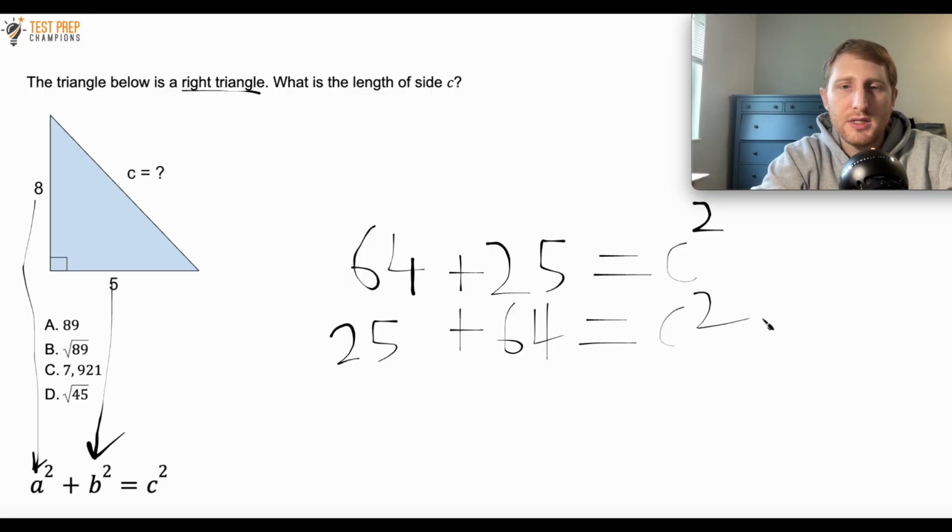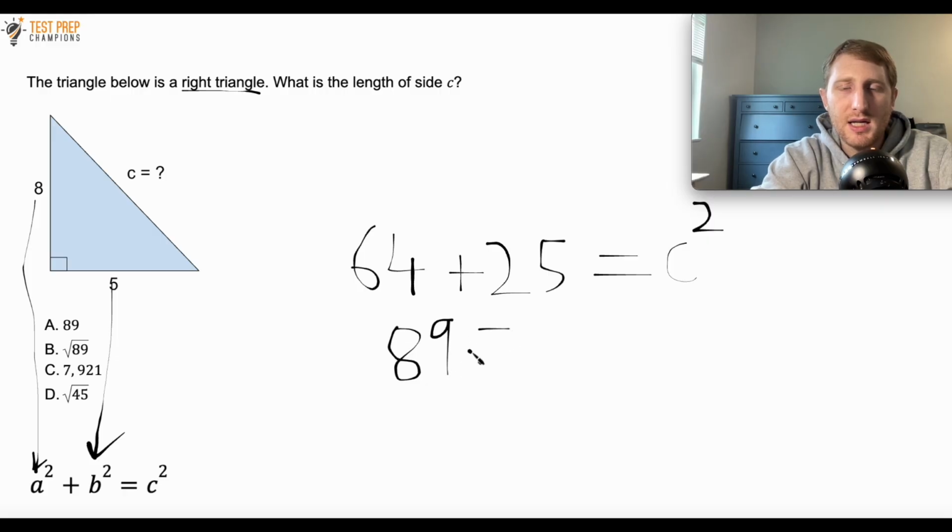So what is 64 plus 25? 64 plus 25 is 89. So we'd have 89 equals C squared. Now, we're not done yet because we don't want to find C squared.